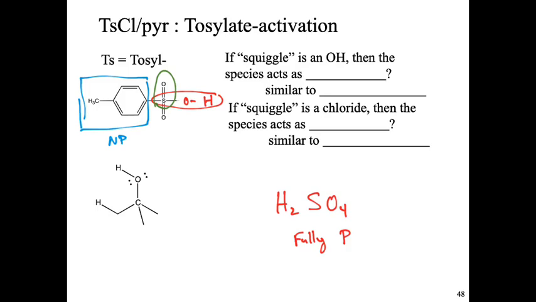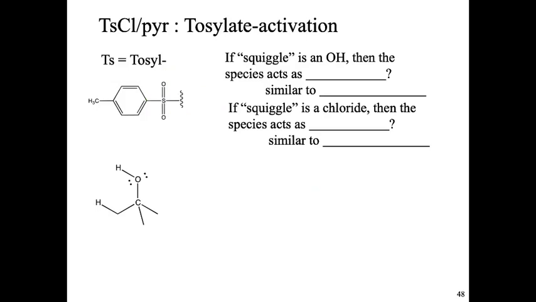So what do I need? I need an acid that is soluble in organic solvents. How do I do that? Attach toluene to the end of it. We now have an acid that is organic soluble. Okay? What if we get rid of the squiggle and we replace it with a chlorine? Now what happens?